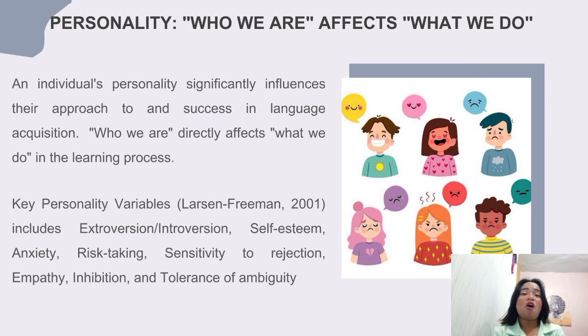Personality: who we are affects what we do. An individual's personality significantly influences their approach to and success in language acquisition. Who we are directly affects what we do in the learning process. Key personality variables include extroversion or introversion, self-esteem, anxiety, risk-taking, sensitivity to rejection, empathy, inhibition, and tolerance of ambiguity.